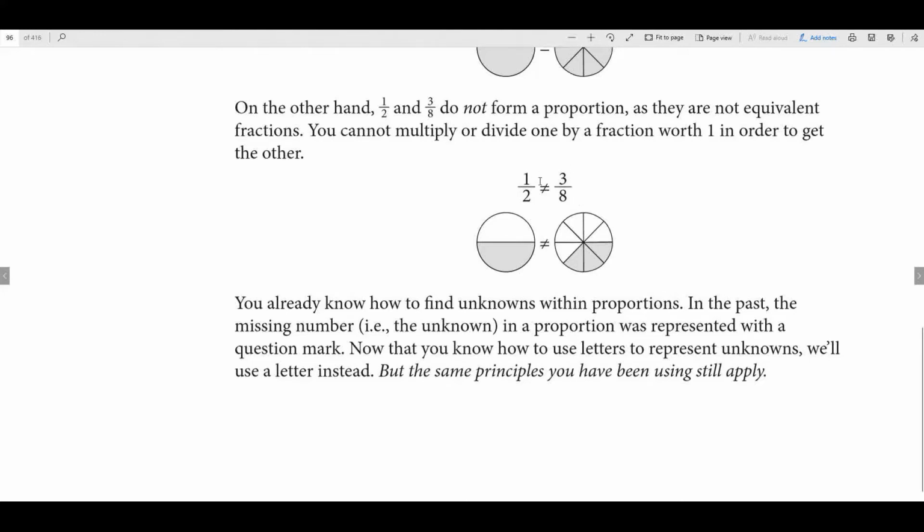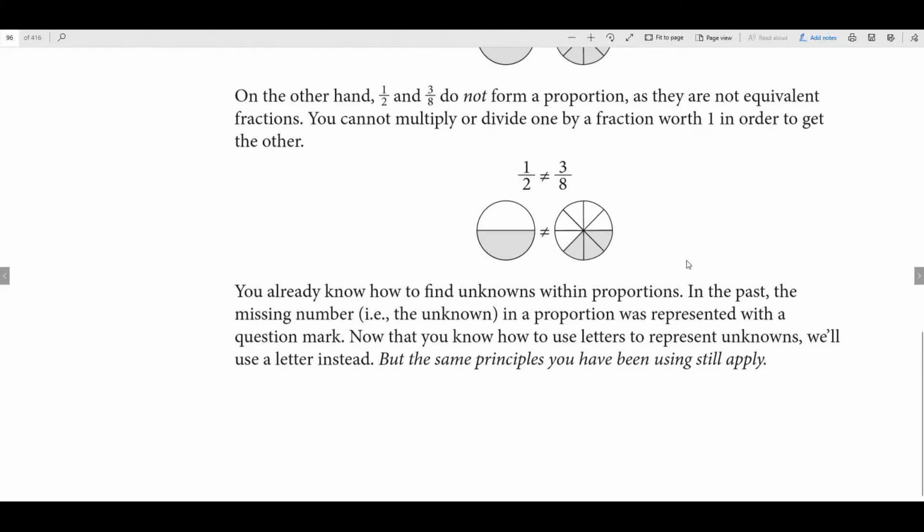So if you multiplied it by 3 over 3, you're going to get 3/6. So this is not a proportion. They're not equal. You can even look at them and tell. Okay?